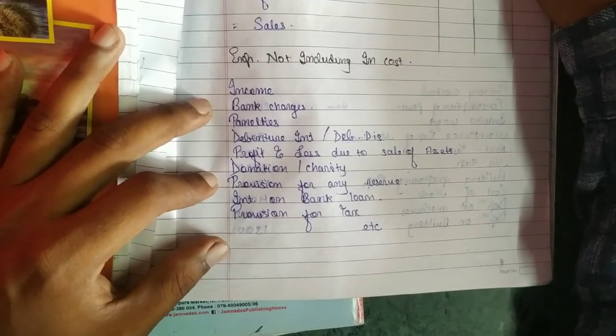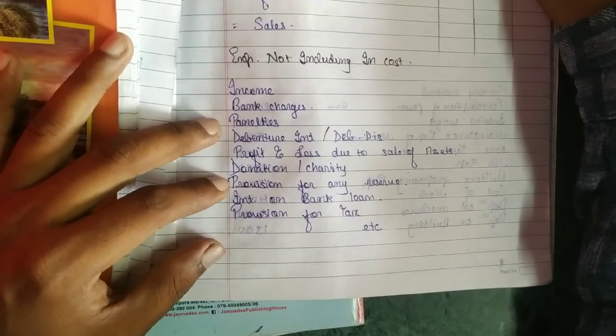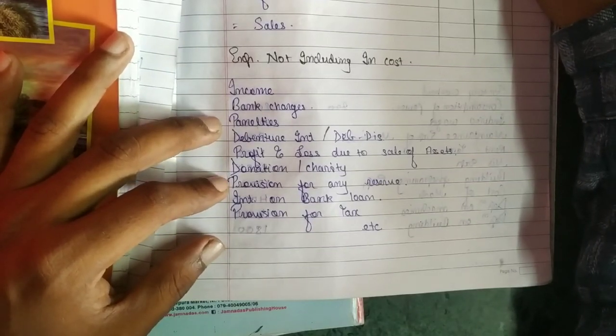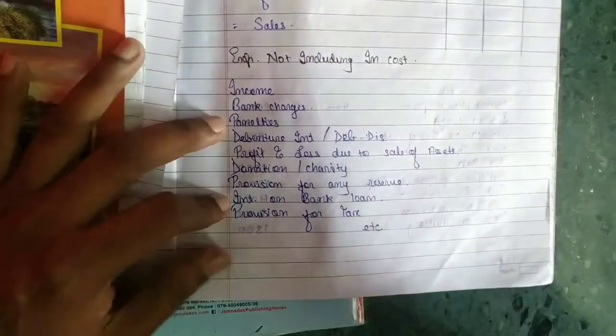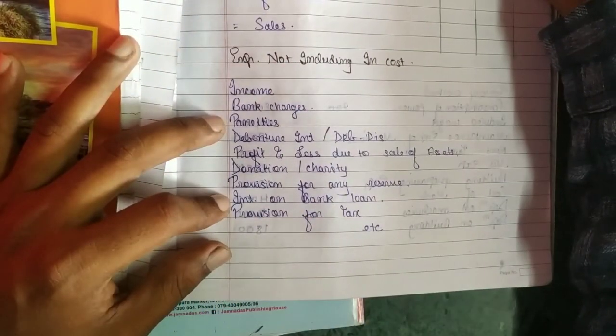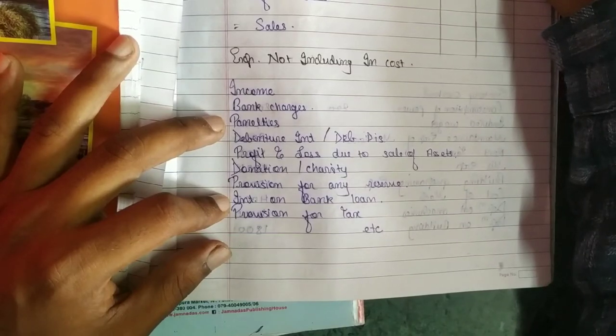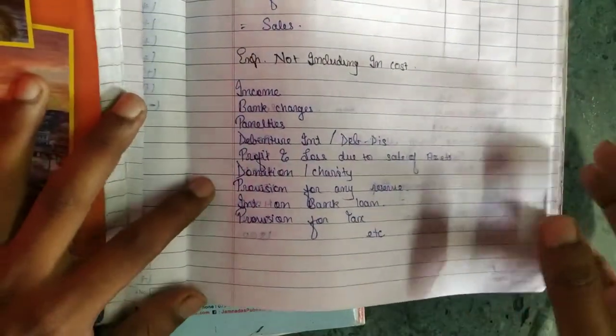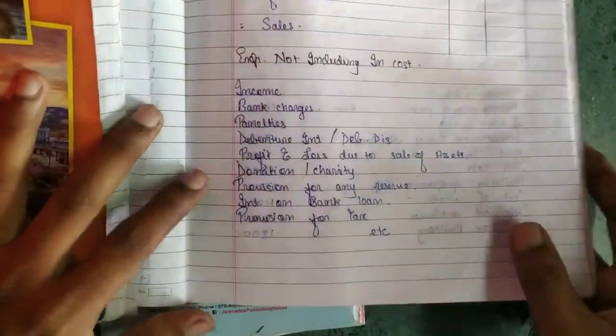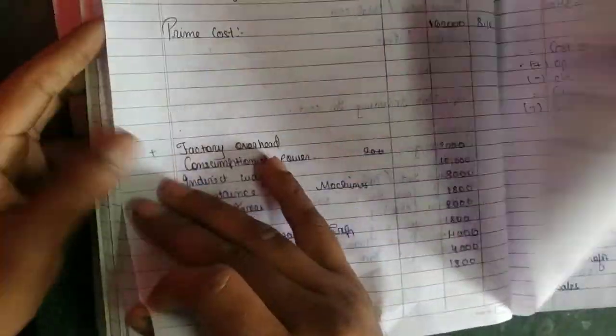Donations and charities are expenses, but you cannot add them while calculating cost of production. Provision to any reserve also cannot be included. Interest on bank loan: if you have taken a loan from a bank, the interest is an expense, but it should not be included in the cost of production or the cost sheet. Provision for tax, etc. These are the few expenses which are not included while calculating the cost sheet.